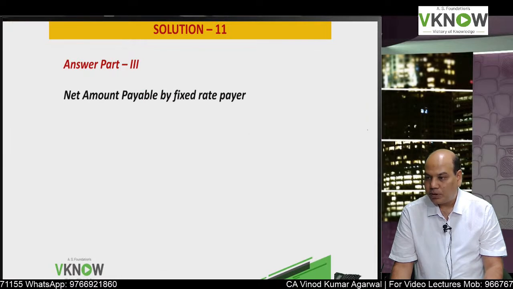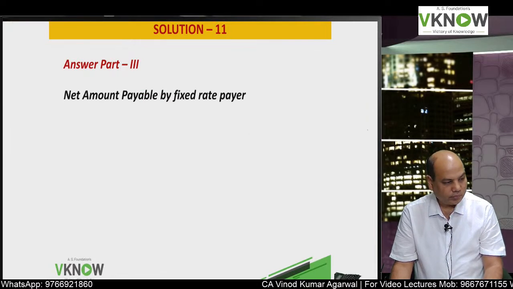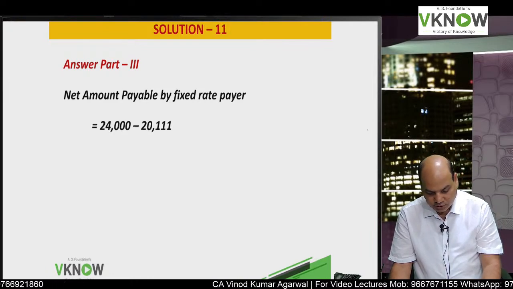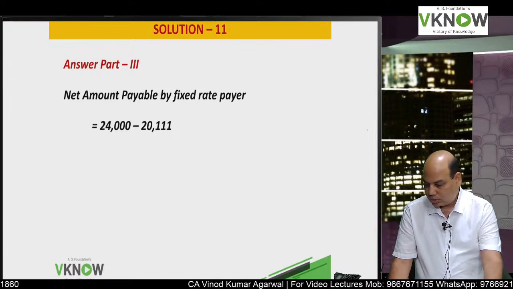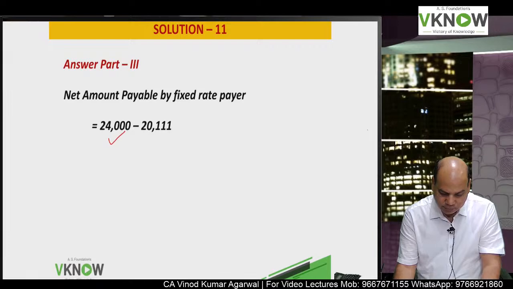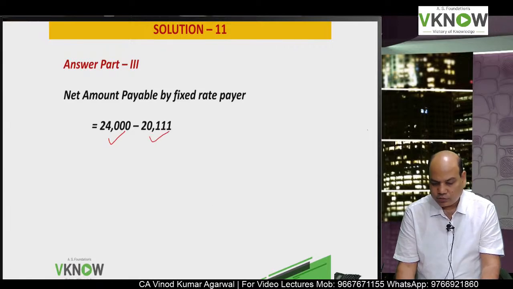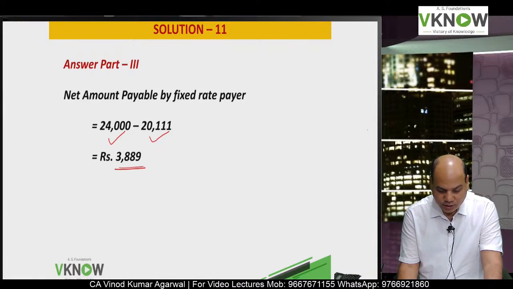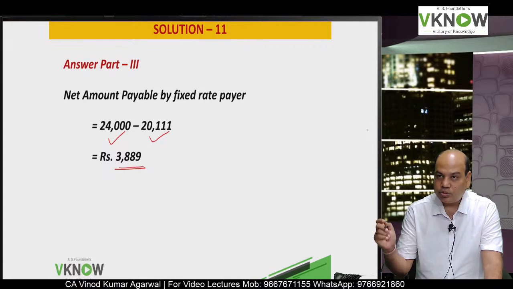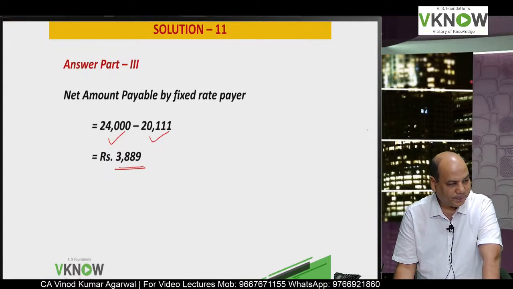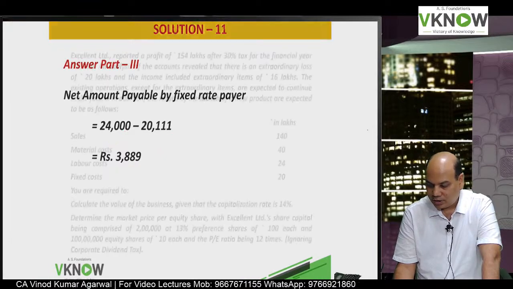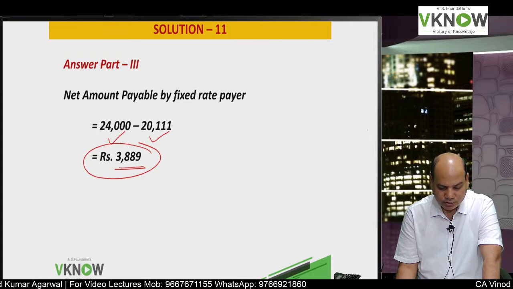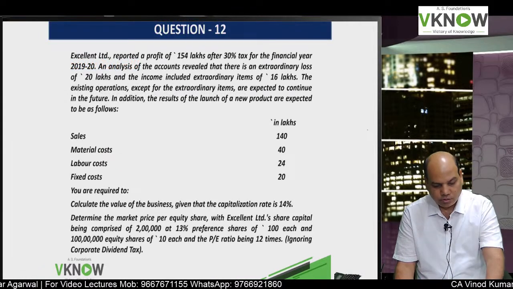Answer of part 3. What is the net amount payable by the fixed rate payer? Just take the difference of the two parts. The fixed rate payer has to pay 24,000 and will receive 20,111. Therefore, the fixed rate payer has to pay a net amount of 3889. That was the answer of this highly repeated question. Very easy. Question number 12 now.